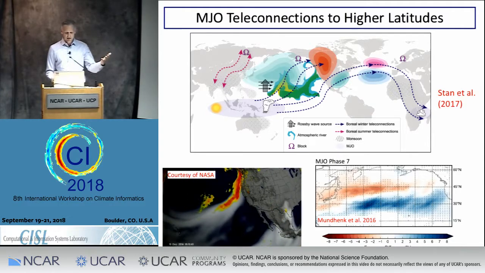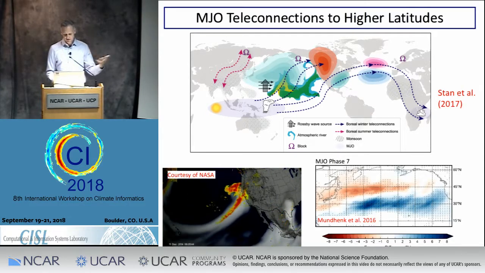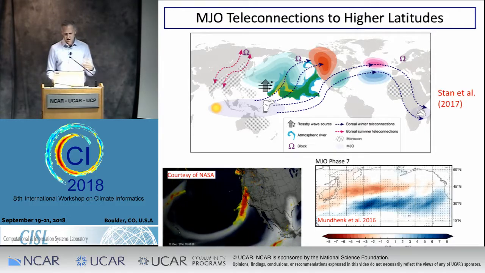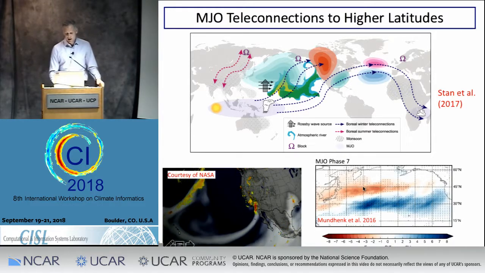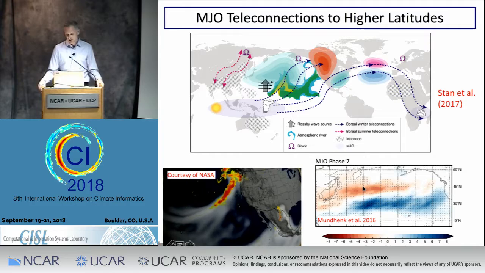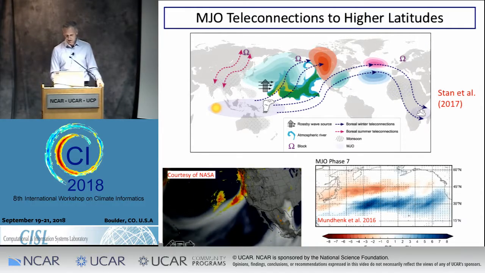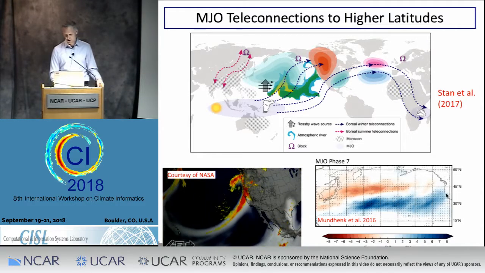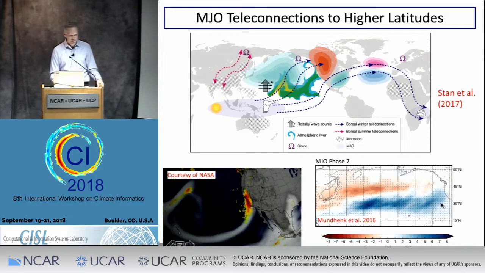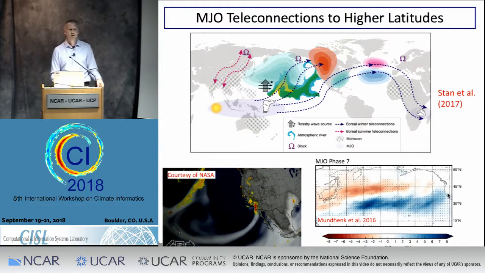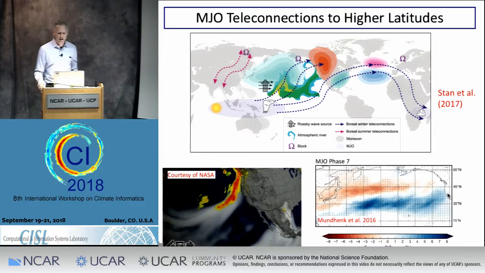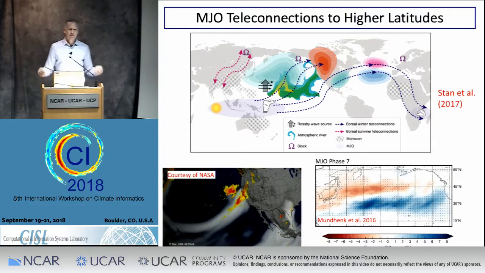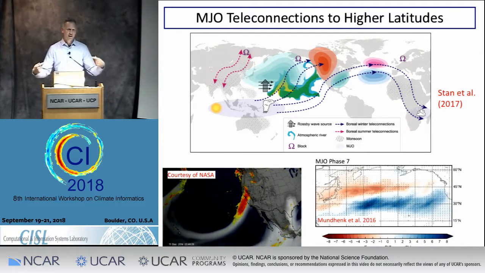So one of the things that Libby and our students and me have been doing is looking at how the MJO modulates atmospheric river activity. This is an example of some work that Brian Mudhank did, showing that certain phases of the MJO are associated with an increase in California atmospheric river activity.